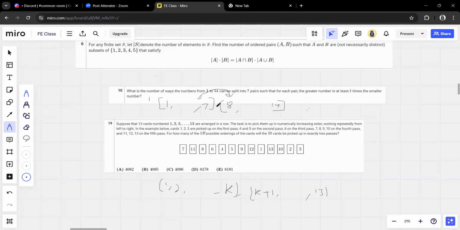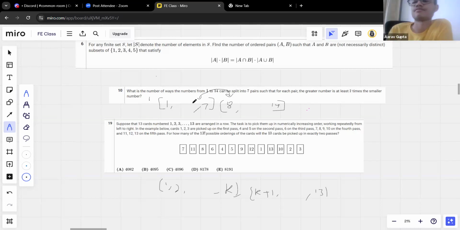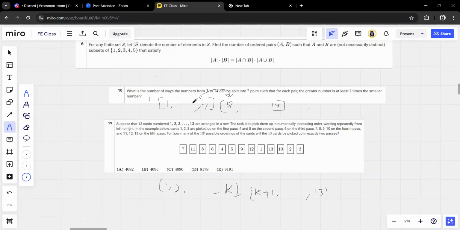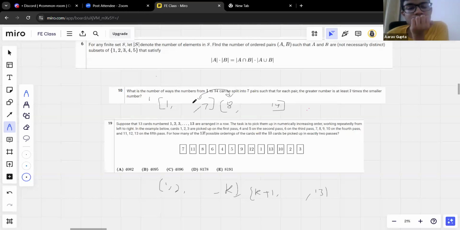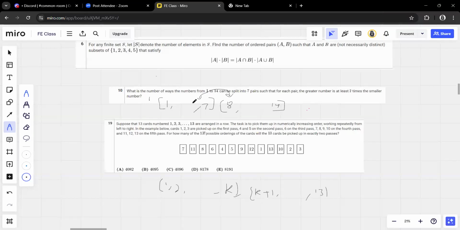So next, 7 must be connected to 14. After that, for 6, we have two cases, 12 or 13. So we have two choices for 6. Then for 5, we have 10, 11, and whichever we did not choose for 6. So we have three choices for 5. And then for 1 to 4, all of the rest of the available numbers in set 8 to 14 will work. So we have 4 factorial.